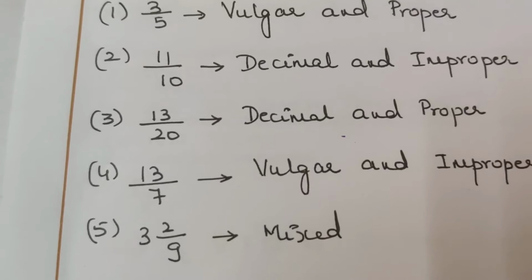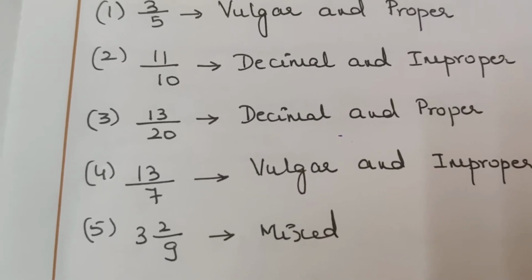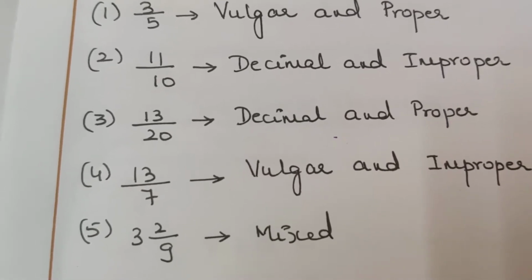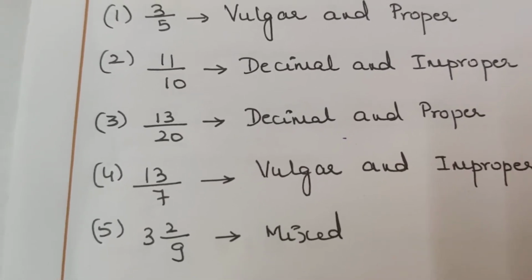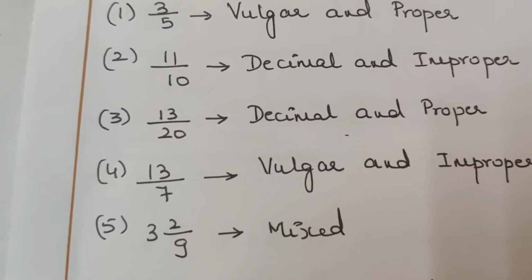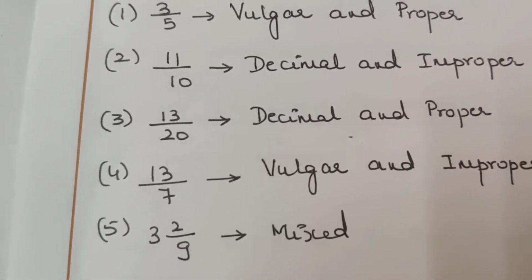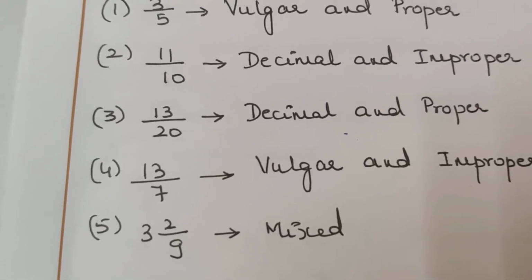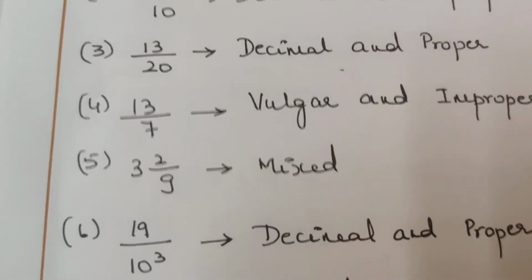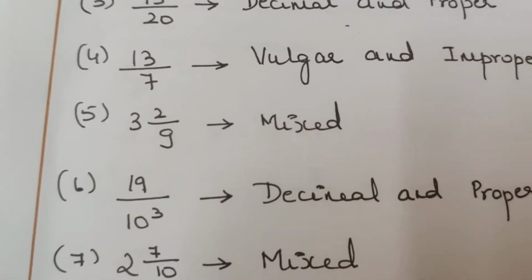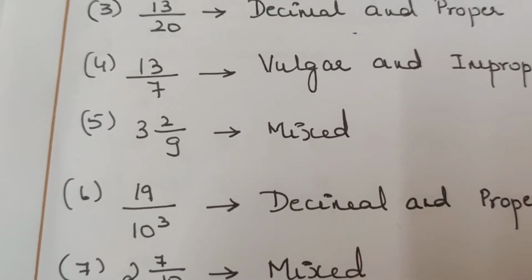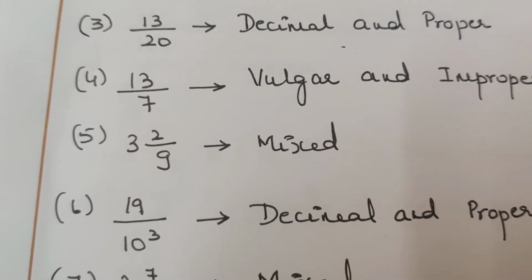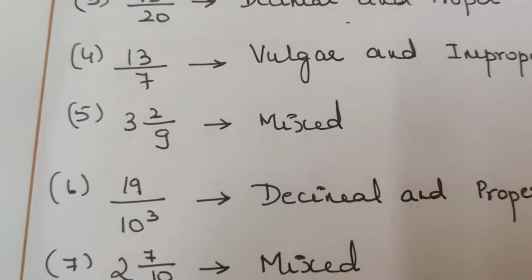Now 13 by 7. Yes kiddos, you're right. 7 is in the denominator and it is lesser than the numerator, therefore it becomes an improper fraction. The denominator is not a multiple of 10 and both the numerator and the denominator are integers, therefore it becomes a vulgar fraction. The next one, 2 by 9, which is a mixed fraction because you have an integer and the fraction part, and the fraction is again here a proper fraction, therefore it is a mixed fraction.